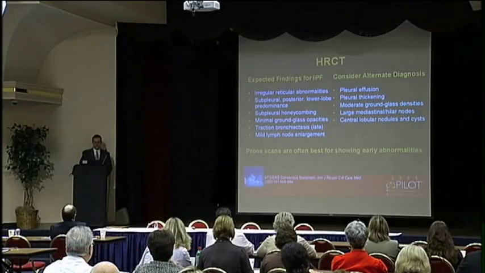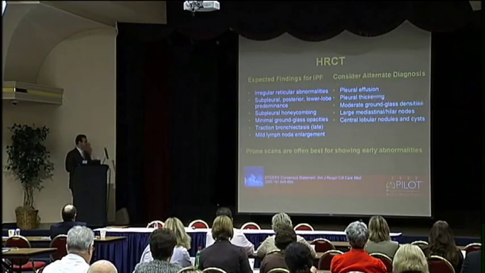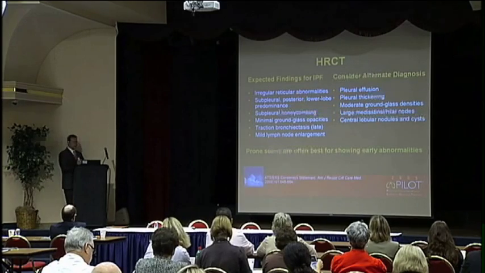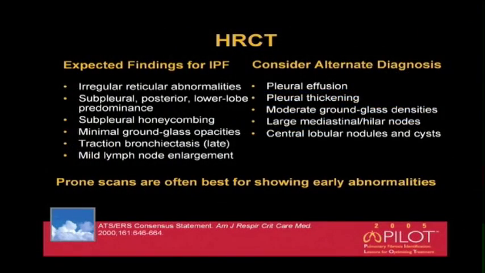So this is another slide I got from the pilot deck that shows you the expected findings for IPF. Irregular reticular abnormalities, subpleural, posterior, lower lobe predominance, subpleural honeycombing, minimal ground glass opacities, traction bronchiectasis, especially later in the disease, and you usually have mild lymph node enlargement, not large, bulky lymphadenopathy.